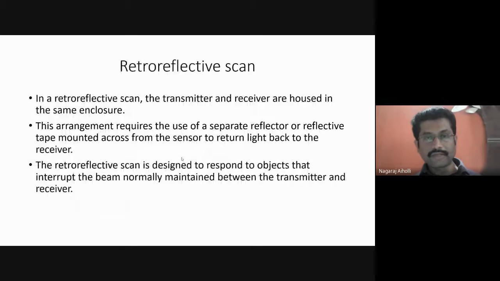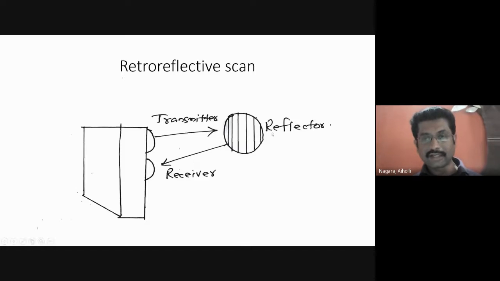In retroreflective scanning, the transmitter and receiver are in the same enclosure. This requires a separate reflector. The disadvantage of retroreflective scanning is that a separate reflector is needed here, as shown in this figure. But in through beam scanning, no reflector is required.